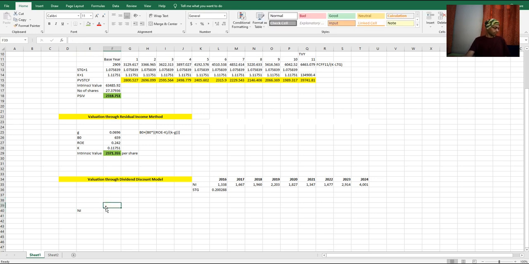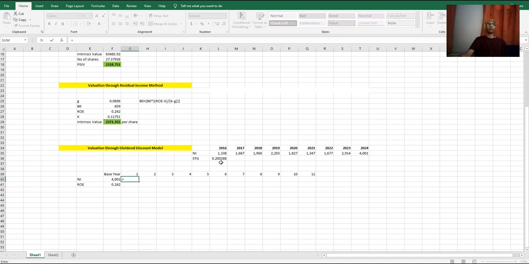Net income, base year, is equal to 4001. Return on equity is 0.242, right? Now the short-term growth rate is 20.028, right? So we will use it to project the net income. 4001 multiplied by 1 plus the short-term growth rate. Now we will lock this cell. Okay, we lock this value.